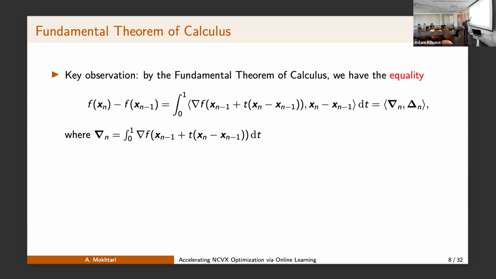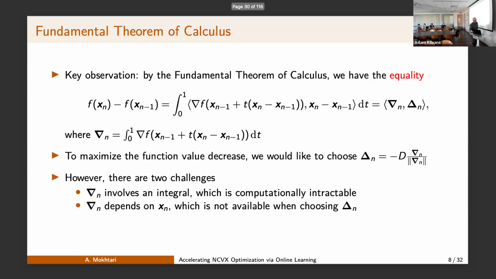What is this nabla n? Basically, nabla n is the average of the gradient over the segment between xn minus 1 and xn. If I knew this, the best thing to do would be picking the direction that is exactly the negative of that with norm d, right? That should give me the maximum function decrease. Why don't we do that? Why has nobody done that?